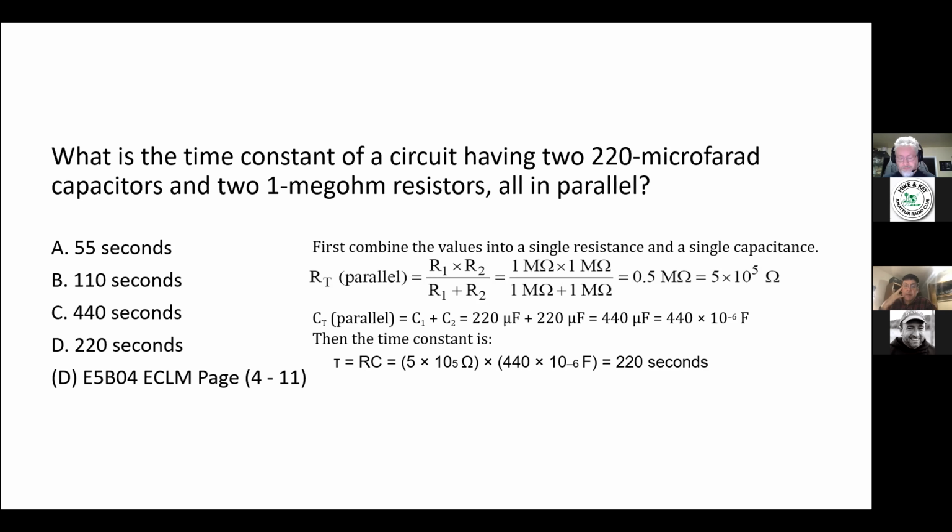R times C. So basically you get your resistor in the ohms and your capacitor in the farads, and that's what they're showing there. So it's just a simple multiplication. But okay, that's my 2 cents.